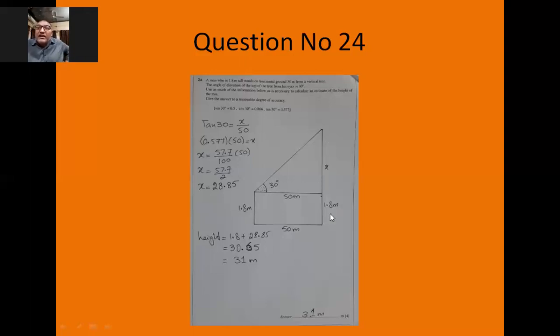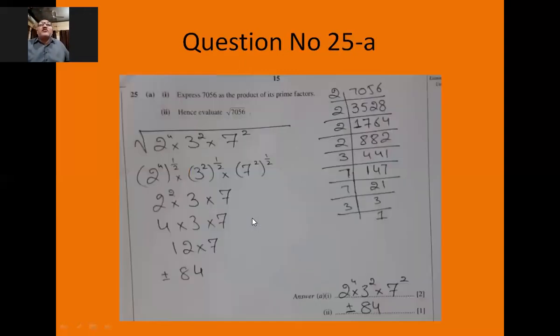Add 1.8 meter to it, and that will be the total height of the tree. So 1.8 plus 28.85 will be 30.65, and it's approximately 31 meter. So the height of the tree will be 31 meter.